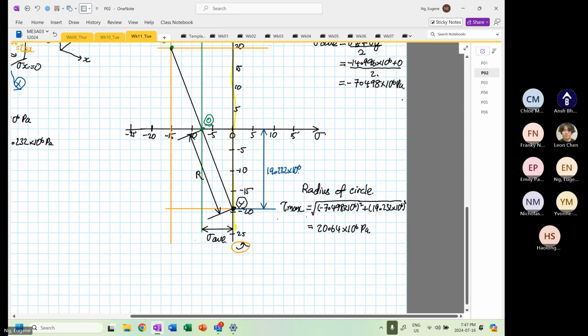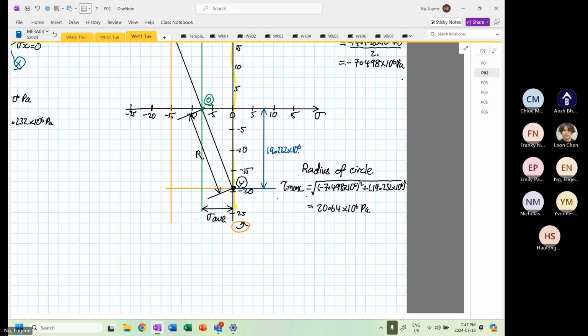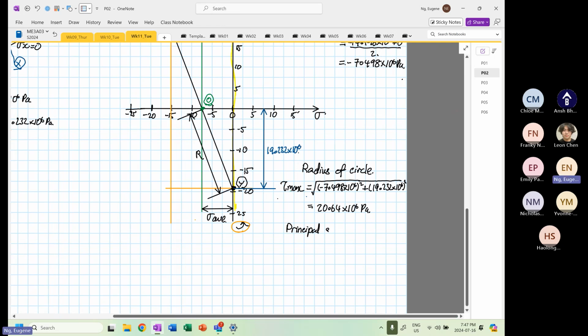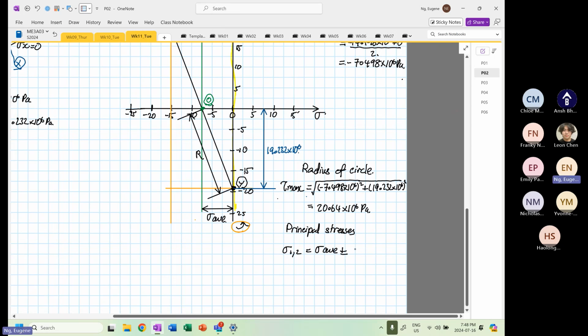Okay. So we know that that is our radius of the circle. And then next we can also calculate principal stresses. This is what we want to know. So it's stress 1 and 2. Later on I will tell you where this is on the Mohr circle. So it's equal to stress average plus minus the radius of the circle.